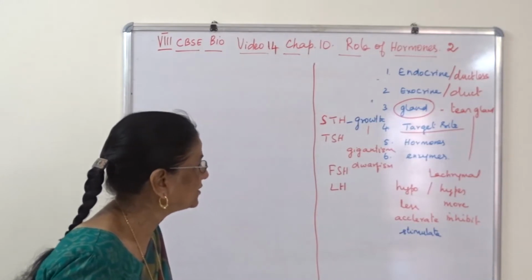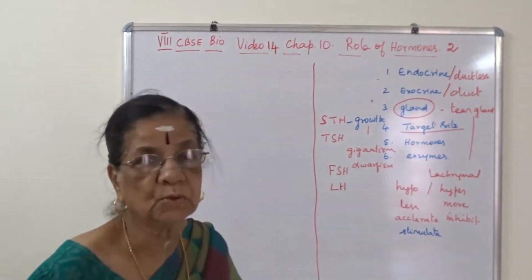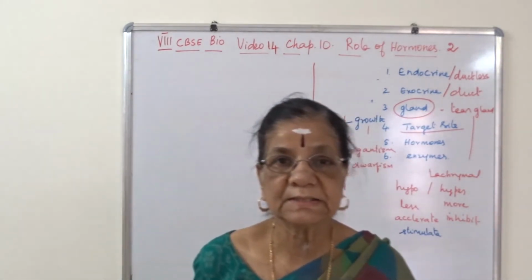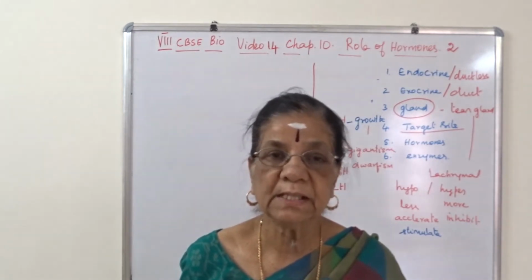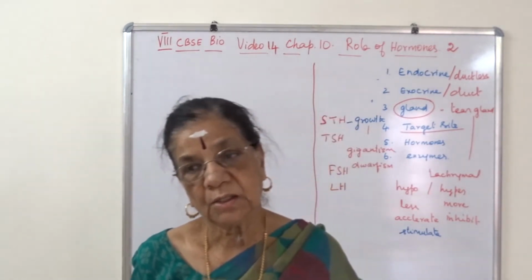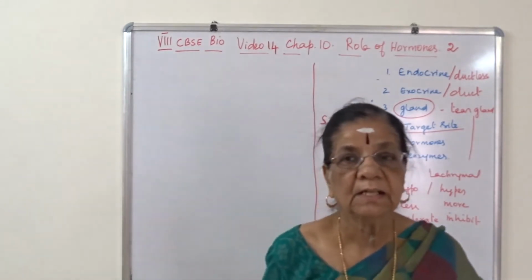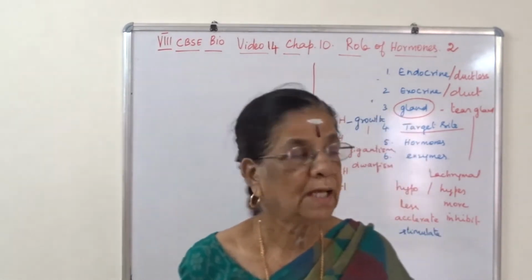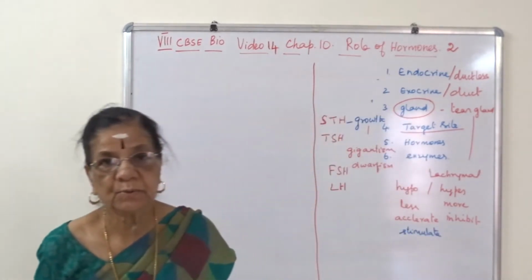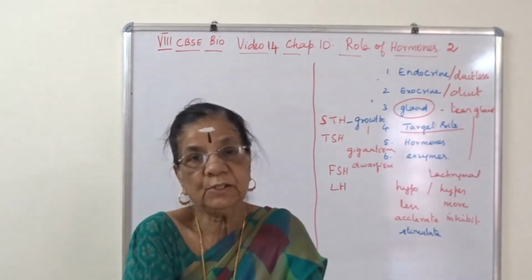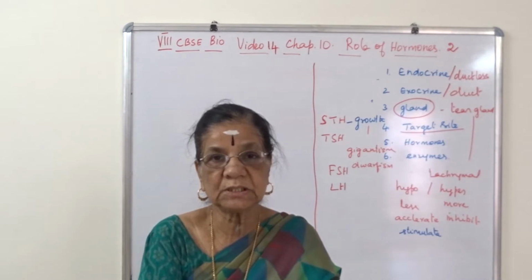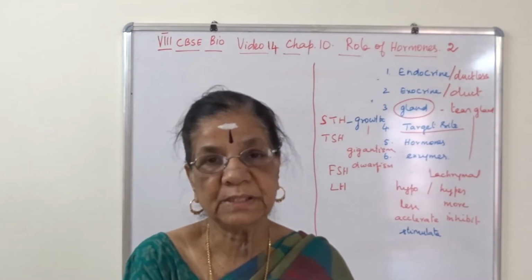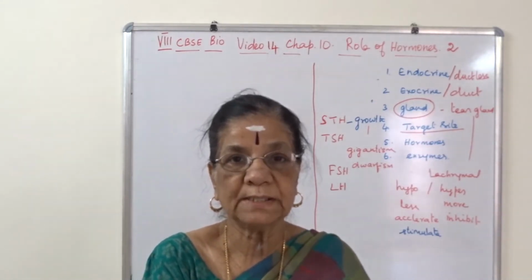Then we learned about these hormones, hypersecretion and hyposecretion. Hypersecretion is excess secretion, so that secretion has to be inhibited or reduced. If it is hyposecretion, that is when the secretion is less, it has to be stimulated or accelerated. Then one of the endocrine glands we learned yesterday is the pituitary gland, positioned in the hypothalamus at the base of the brain, the master of all the glands.